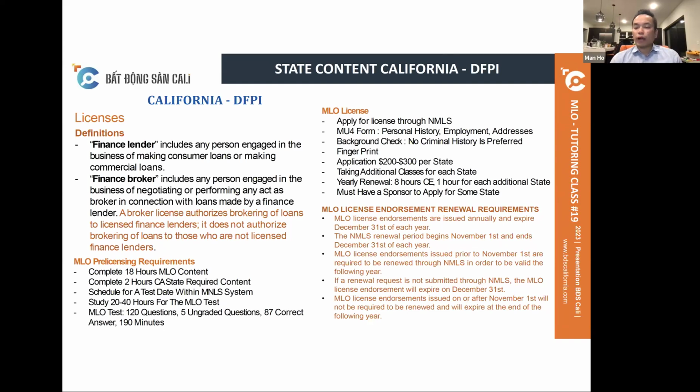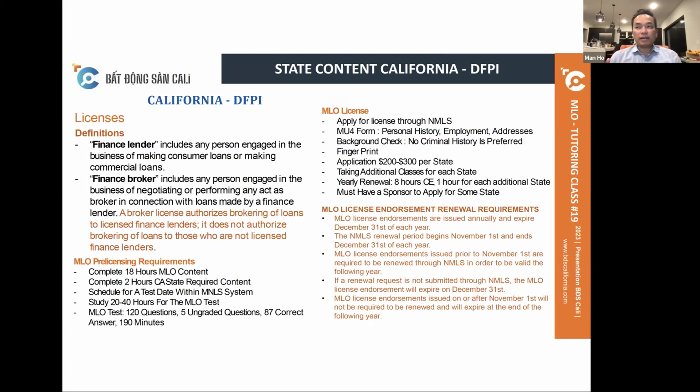MLO license endorsements issued prior to November 1st are required to be renewed through NMLS in order to be valid the following year. So meaning, let's say you take a test in October, and then you apply for the license, you turn in the application, everything is done by October 25th. Okay, and guess what? That endorsement will expire on October 31st. Now come November 1st, you need to renew that license so that you can continue, and then that's probably going to require you to retake the CE.